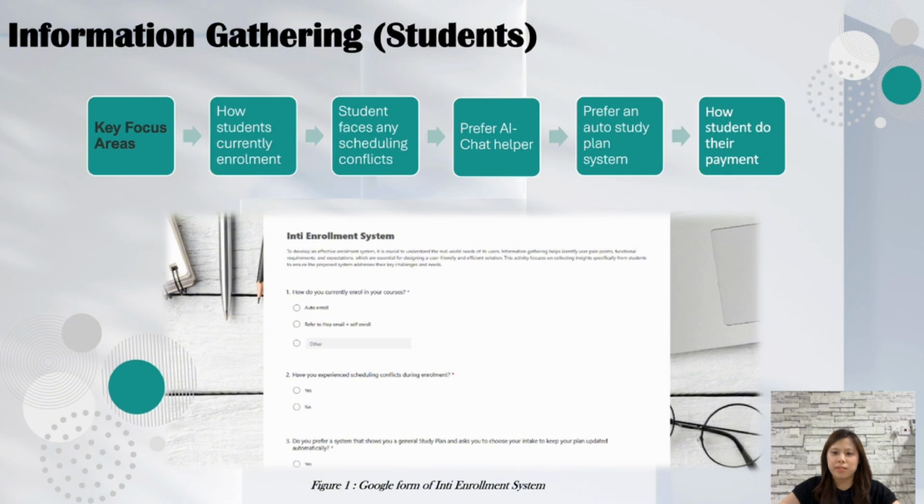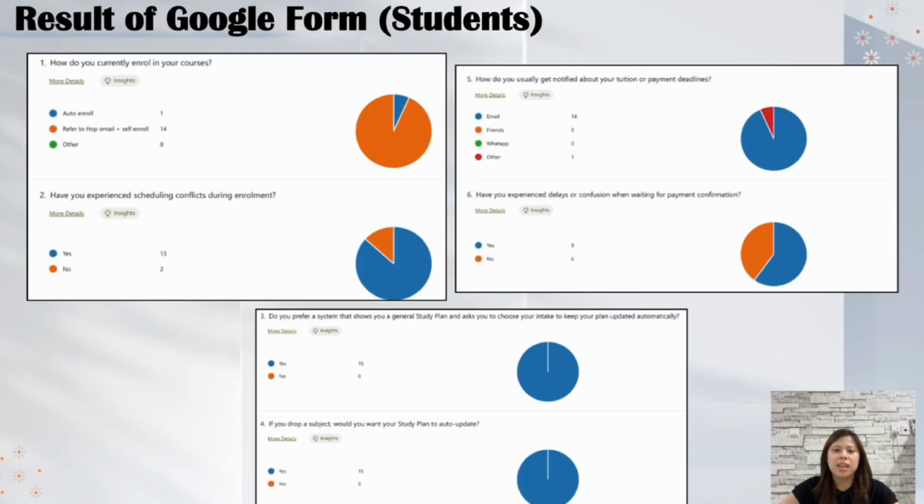We focus on five key areas: how students currently enroll, whether students face any struggling or conflicts, whether students prefer an AI chat helper, whether students prefer an auto study plan system, and how students do their payment. Below is an example of our Google Form. Now, next slide. Let's look at the results from the students.